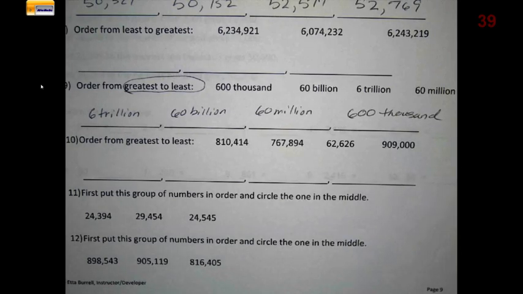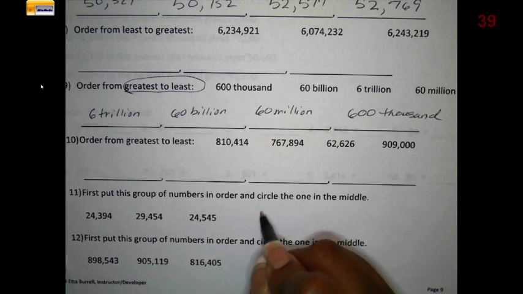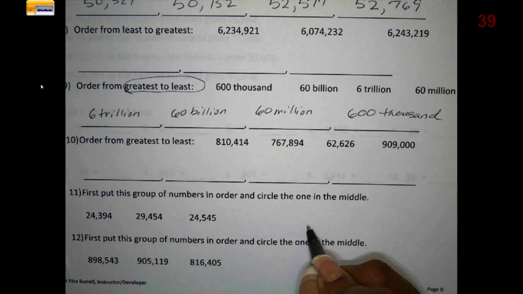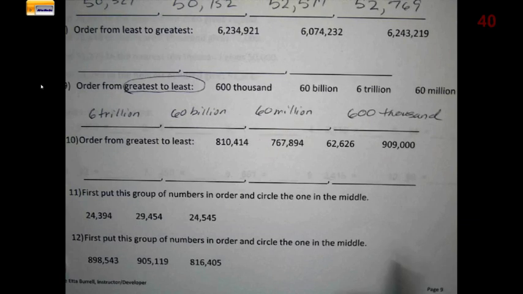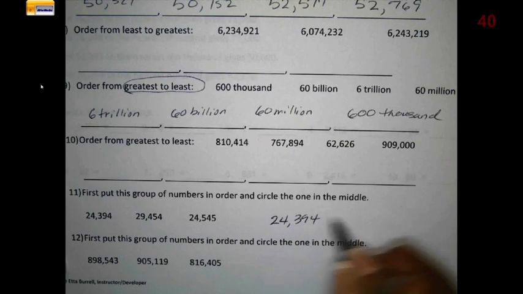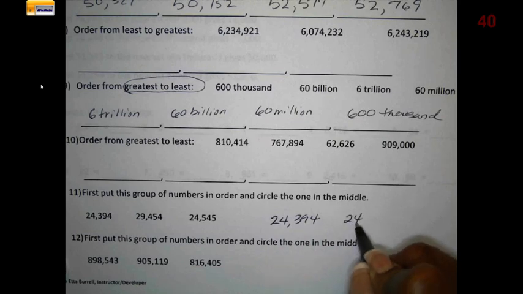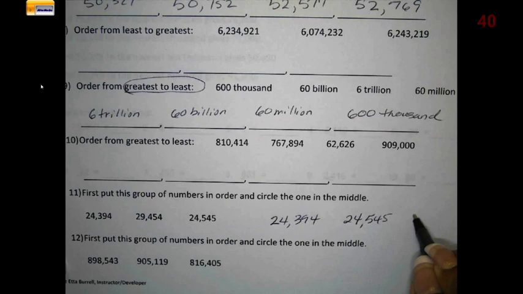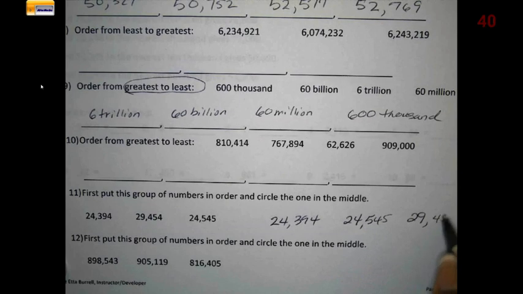Okay, on number 11, first put this group of numbers in order and then circle the middle one. So if I put these in order, what should go first? Does it tell me least to greatest or greatest to least? No. So you get to choose. You can do smallest to largest or largest to smallest, but you got to put it in order. So let's do smallest to largest. Okay, so what's smallest? Okay, and then what? And then we have the 29454. We're going to circle the one in the middle.